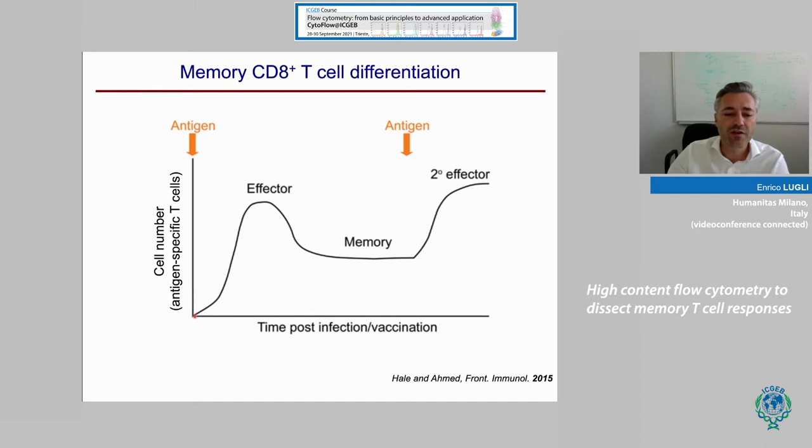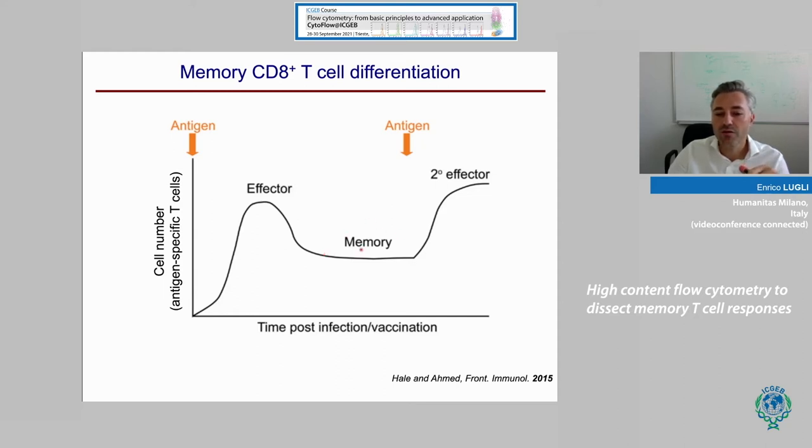So once you have an infection, once you have a challenge with the antigen, then these cells get activated. They give rise to a huge amount of effector cells, which are important to fight the infection in the peripheral tissues. And once the infection is gone, these effector cells are not needed anymore and they must be eliminated. So they die. 90-95% of these cells die and they leave behind a population of memory cells, which is capable of persisting in the long term.